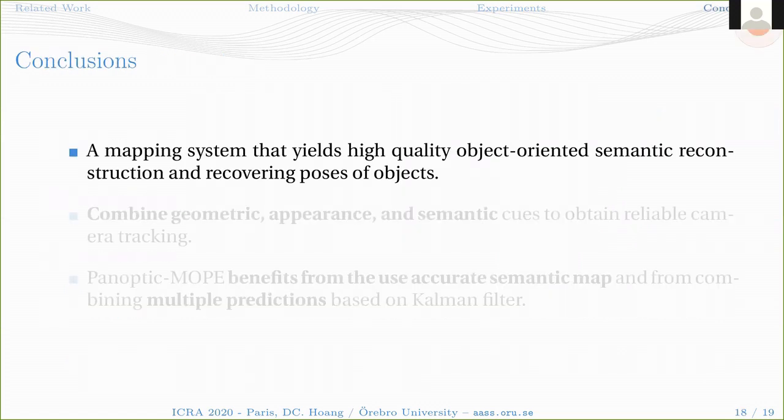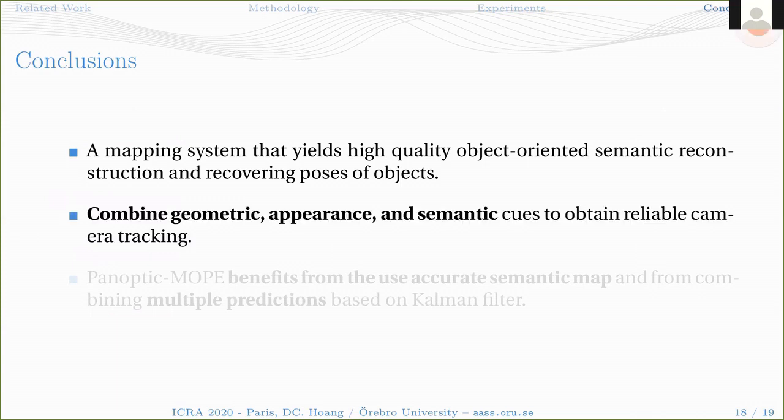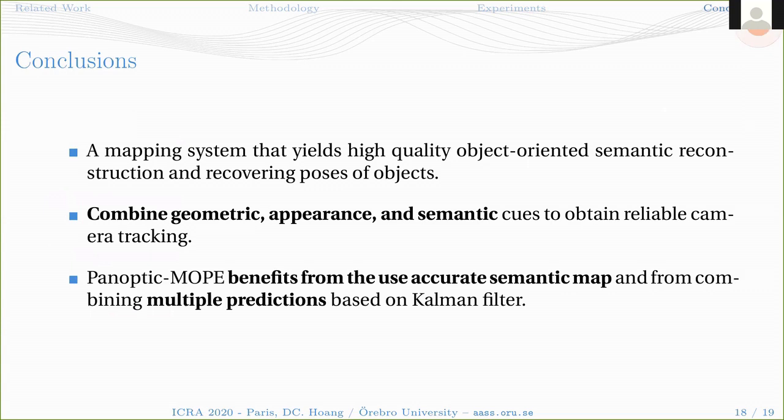In conclusion, we have presented and validated a mapping system that produces high-quality panoptic reconstruction while simultaneously recovering the poses of object instances. Combining geometric, appearance, and semantic cues in registration, we are able to obtain reliable camera tracking. We demonstrate that our object pose estimation benefits from the use of accurate masks generated by the mapping system and from combining multiple predictions based on a Kalman filter.